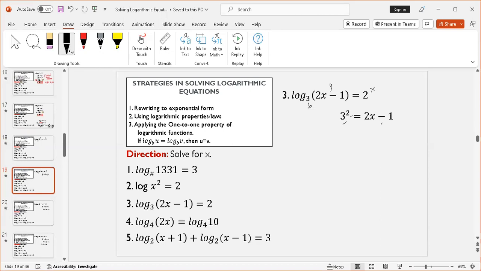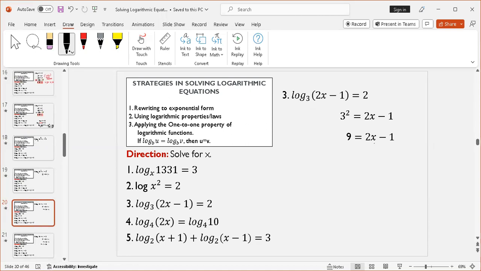Okay? Now, what's next? Simplify. Okay? Simplify if possible. So, in this case, we can simplify 3 raised to 2. It will give us 9. And then, we just copied the expressions in the right side of this equation.